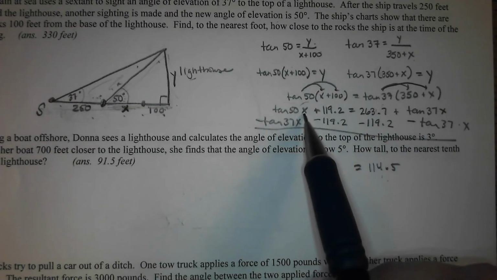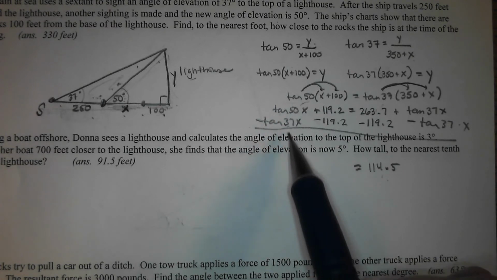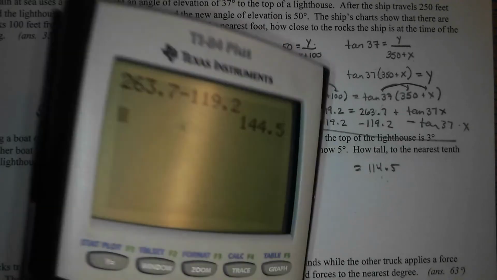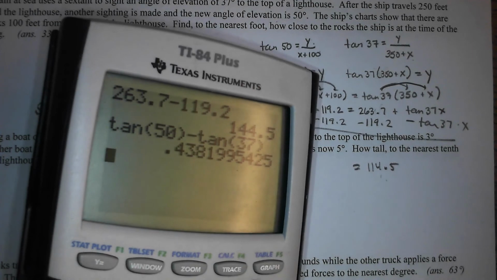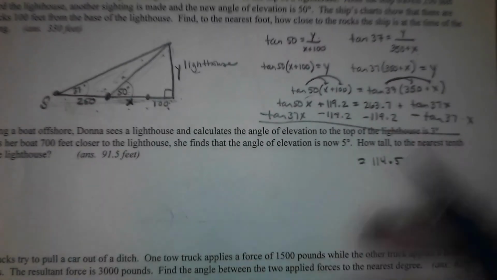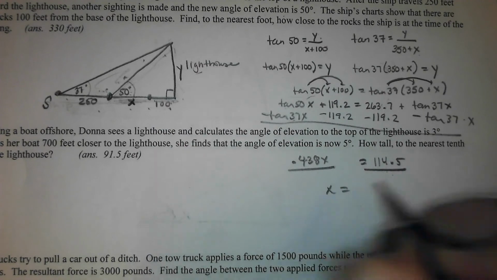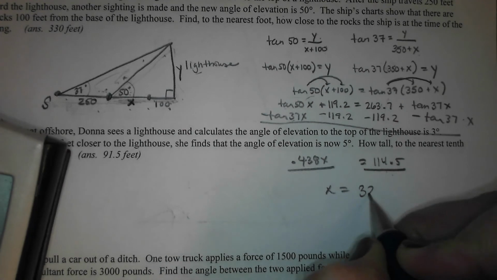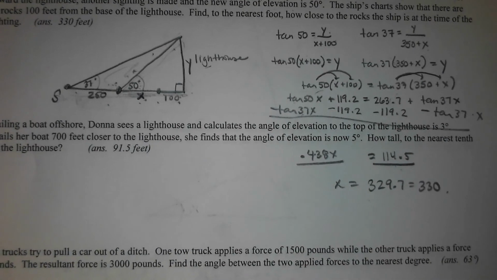Then on my left, this is where I was telling you, tan of 50 minus tan of 37. That's a number and that's a number, but it's not going to be the tan of 13. So you just have to type in tan of 50 minus tan of 37, and that's how many x's you have, 0.438. And then just divide both sides by 0.438 and you're done. So 114.5 divided by 0.438 gives you in the ballpark of 329.7, which is 330. And that's your answer.